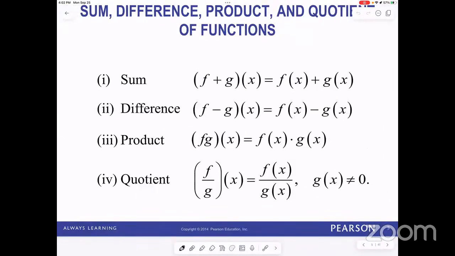So 1, we have the sum, f plus g of x is f of x plus g of x. The difference, f minus g of x is just f of x minus g of x. The product, f times g of x is f of x times g of x, and the quotient, f divided by g of x means f of x divided by g of x, provided g of x is not equal to 0. Right?